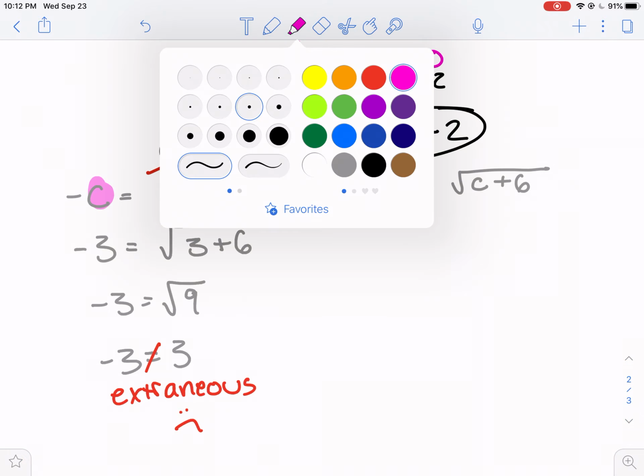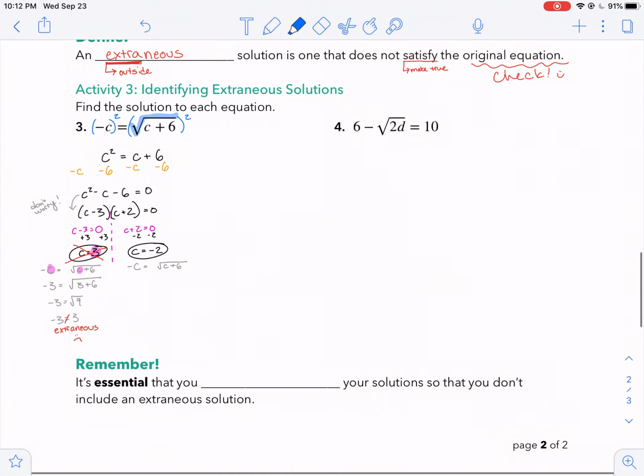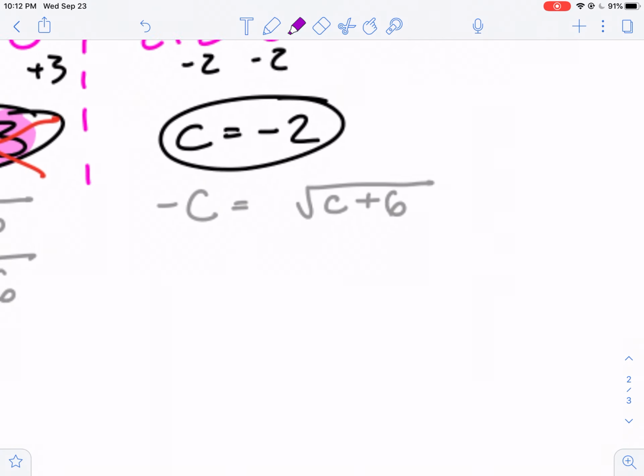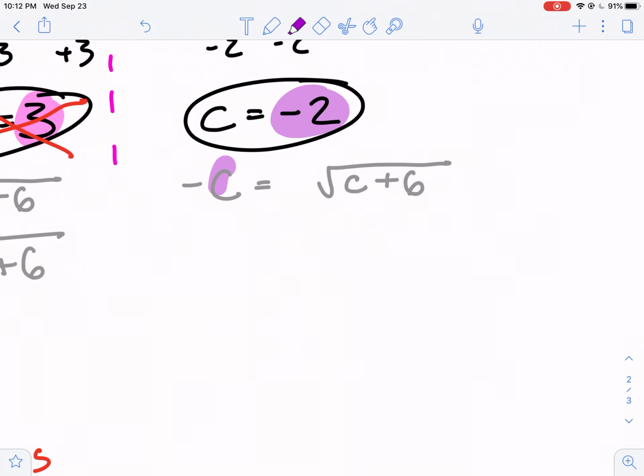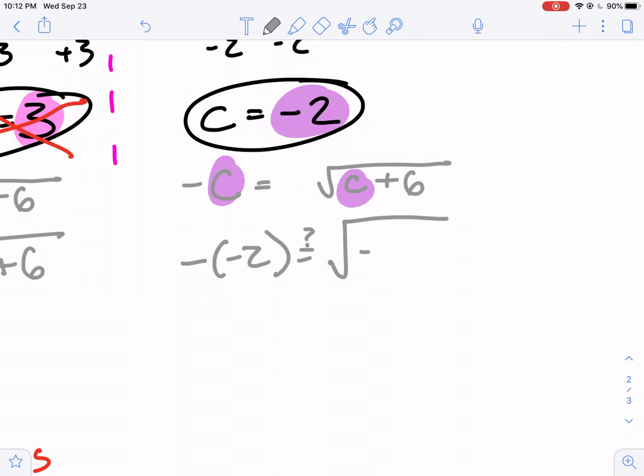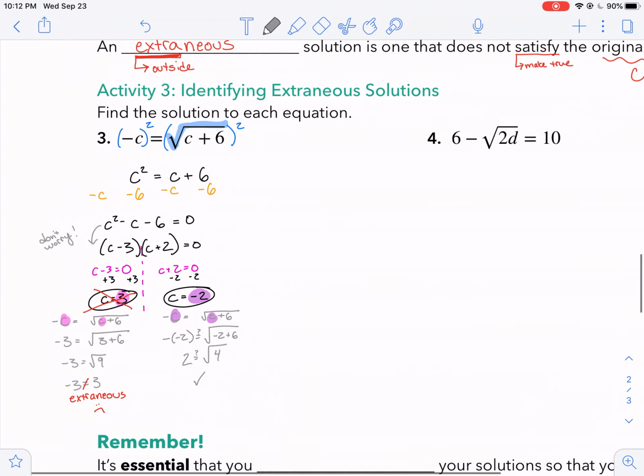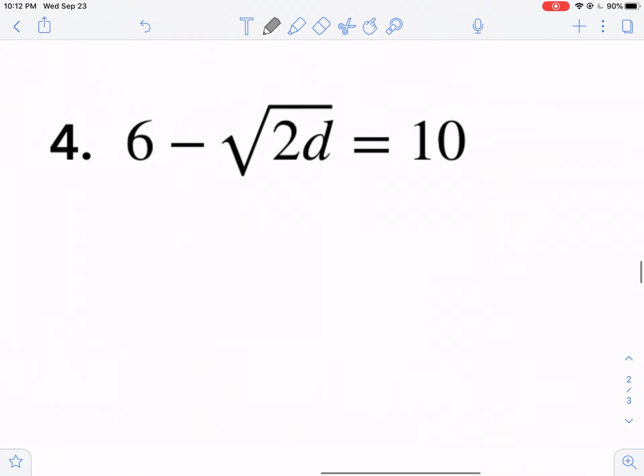Let's try again. Let's check on this side. I'll do purple. So we say that C is negative 2. Let's check. Does that work? Well, is negative C, which is positive 2, equal to the square root of negative 2 plus 6? And the square root of negative 2 plus 6 is the square root of 4. Is 2 the square root of 4? Yes, it is. Awesome. So we just have one solution: C equals negative 2.